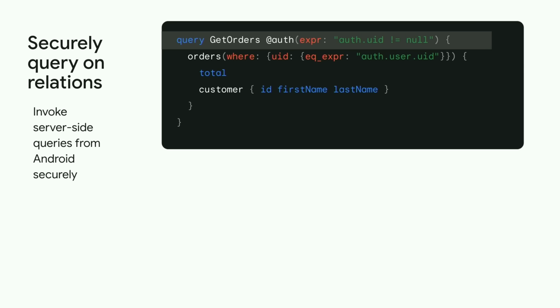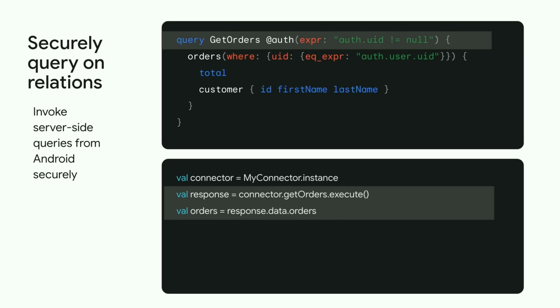And keep in mind, this runs on Google's API server. So there's no way for a malicious user to bypass this. They can only get access to the data that you give them access to. We return the total amount for each order, and we join in some properties for the customer here. And of course, we then generate Kotlin code where we can execute this again. Remember, everything here is auto-generated and type-safely accessible in your Kotlin app.